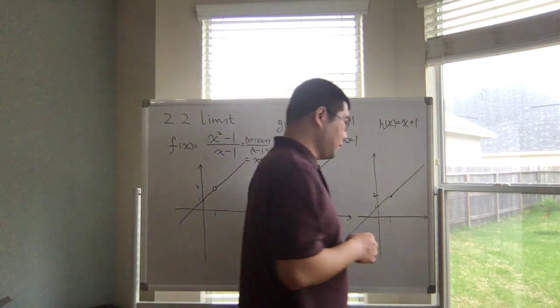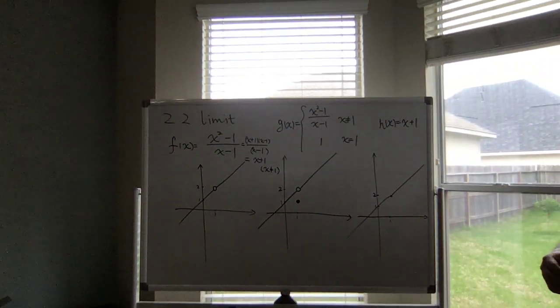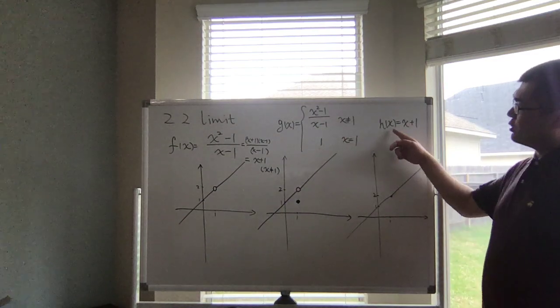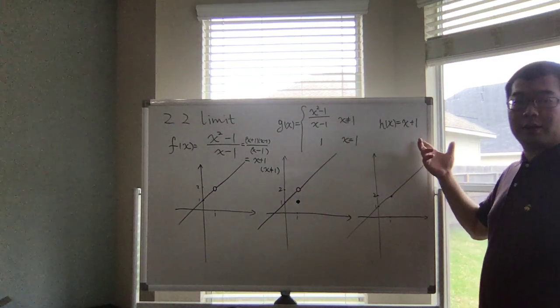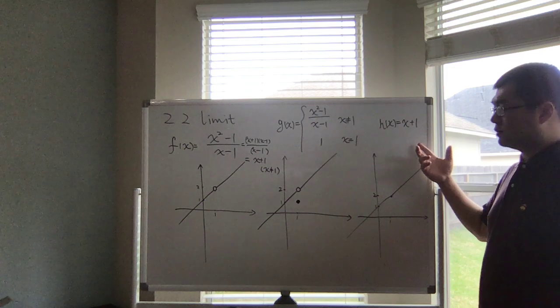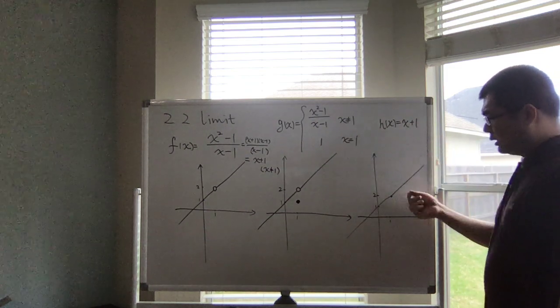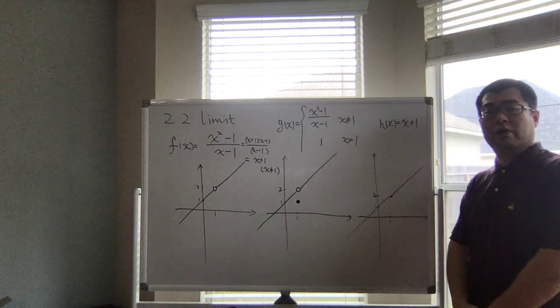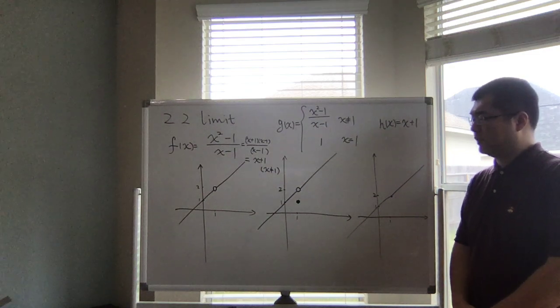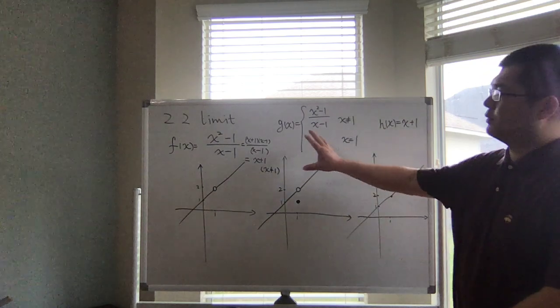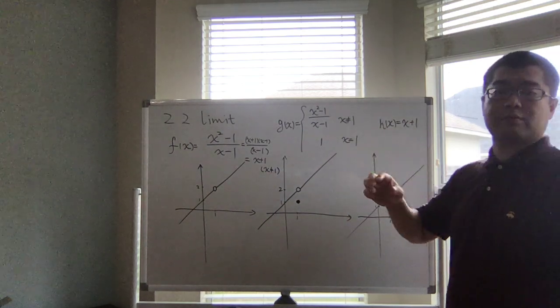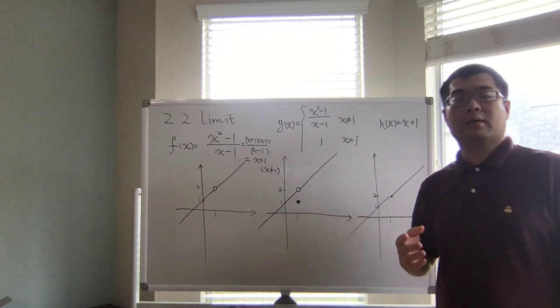And then the last function is very straightforward, which is h of x equals x plus 1, okay? And you know, the domain is all real numbers, and we just plug in. You can see that this is a straight line, okay? And now we look at those three functions. Those three are different functions, right?